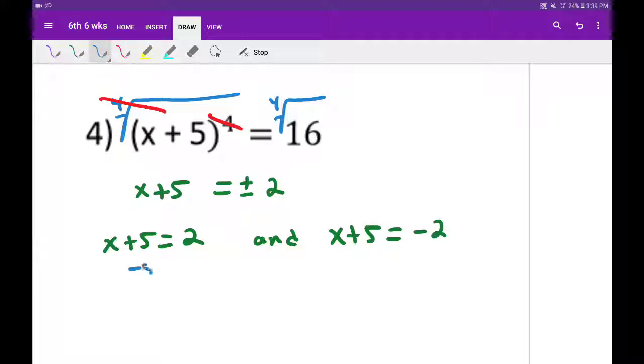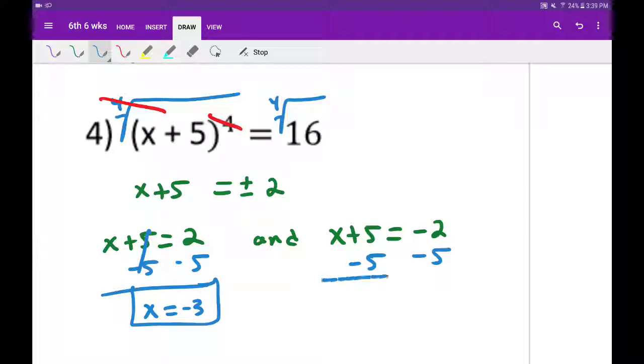All right, so we're going to subtract 5 both sides, and we get x equals to negative 3. Subtract both sides over here. This one will be x equal to negative 7.